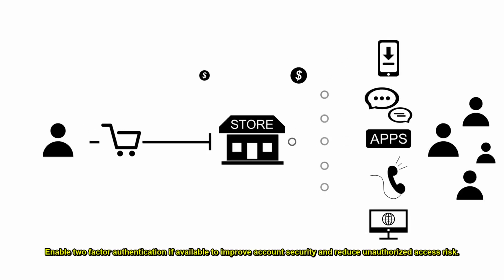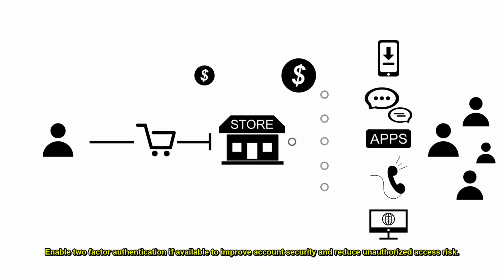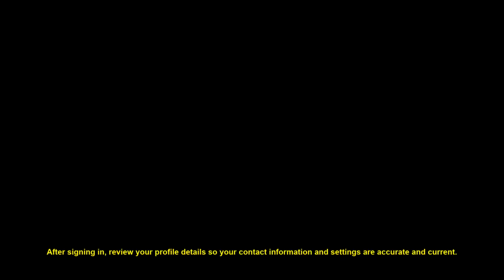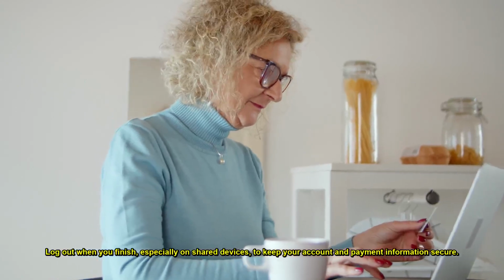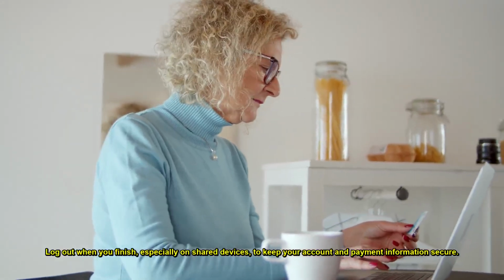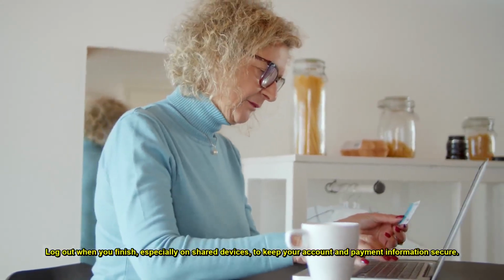Enable two-factor authentication if available to improve account security and reduce unauthorized access. After signing in, review your profile details so your contact information and settings are accurate and current. If you see an error message, note it down and try again after restarting your device and internet connection. Log out when you finish, especially on shared devices, to keep your account and payment information secure.